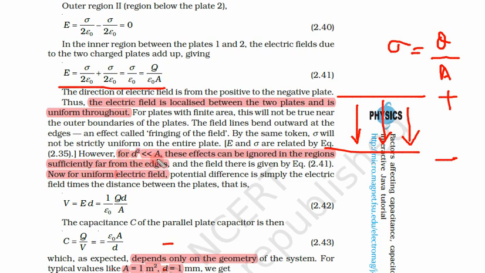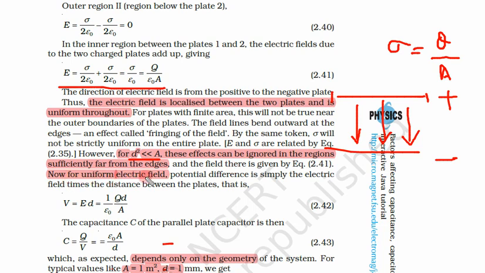For d square less than A, we have already seen that the distance square between the plates is much smaller than the area. The edge effects can be ignored in the region sufficiently far from the edges. So what they are saying is that this field is uniform, only at the boundaries, the edges, it is not uniform, but since we have taken this area to be much larger, we can consider this field to be uniform.